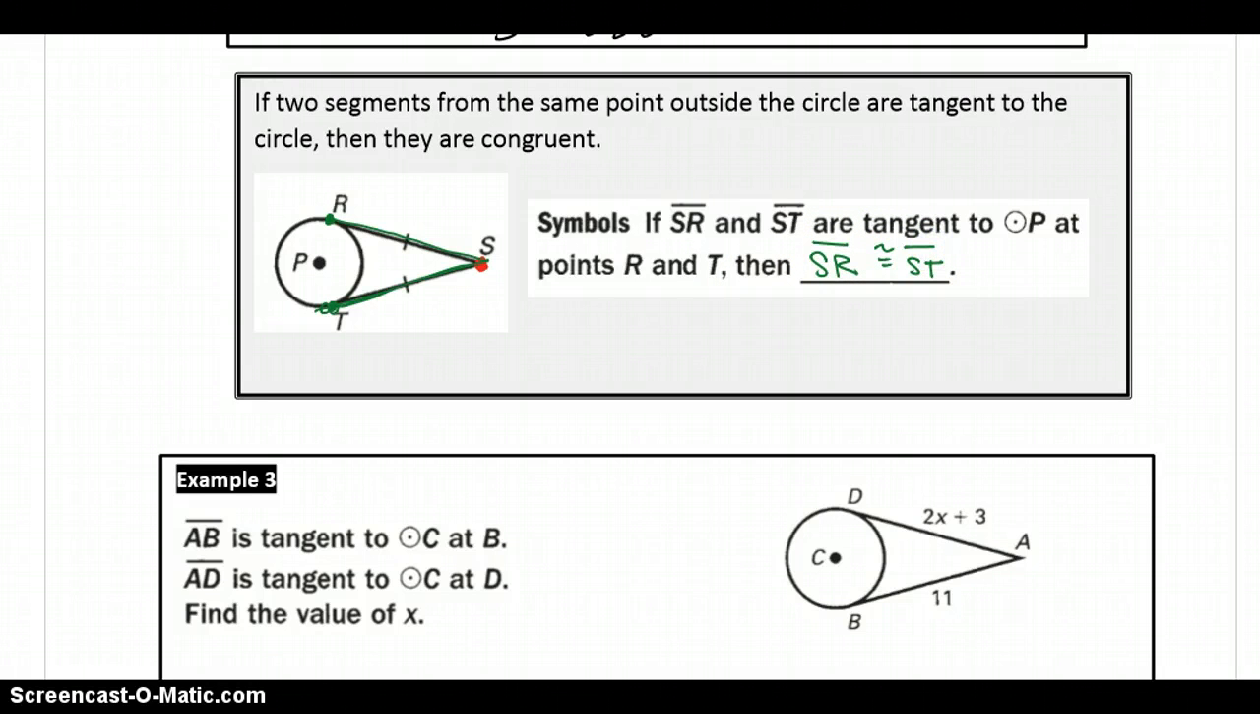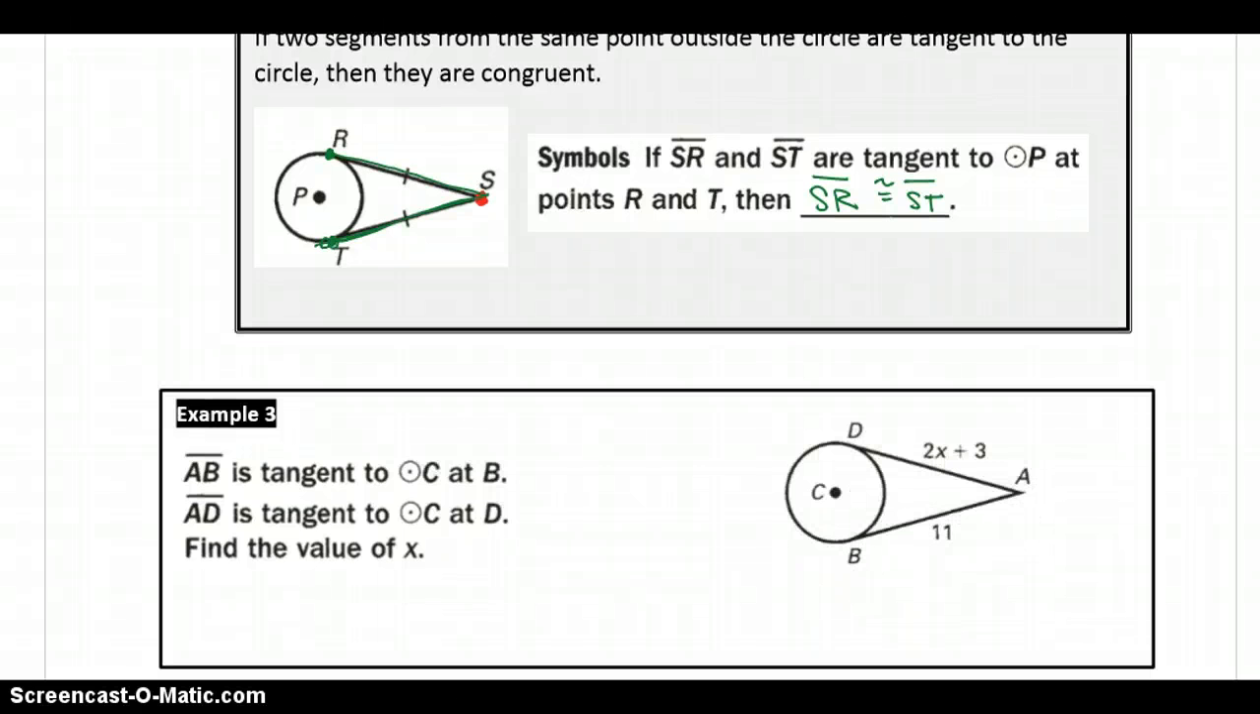So in example 3, we're going to use this property. Both of these lines here are coming from point A. AB is tangent to circle C, and AD is tangent to circle C. That means by this property that they have to be the same. So we can set their lengths equal to each other.